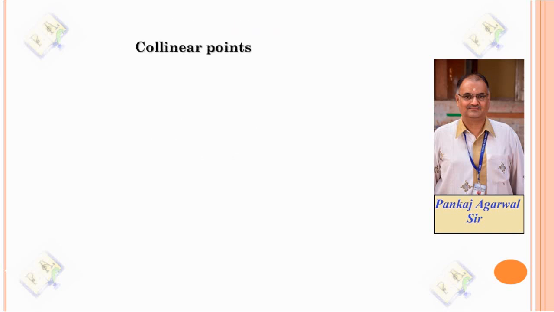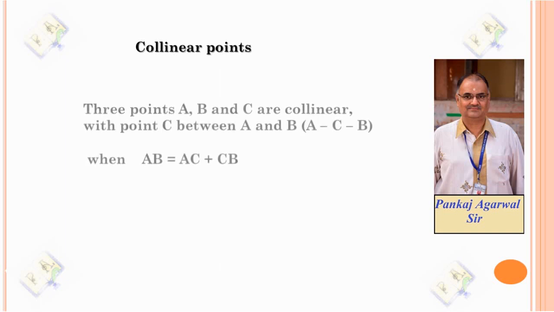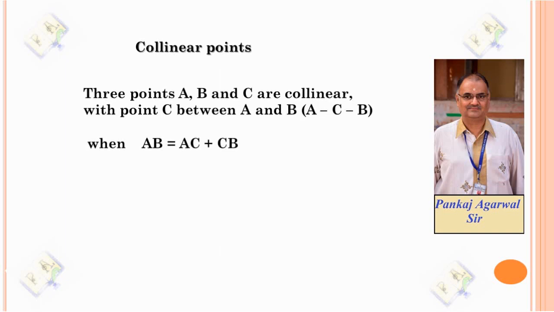Let's revise once again from Standard 9, collinear points. 3 points A, B and C are collinear with point C between A and B. We can write it as A-C-B. This is only possible when AB is equal to AC plus CB.